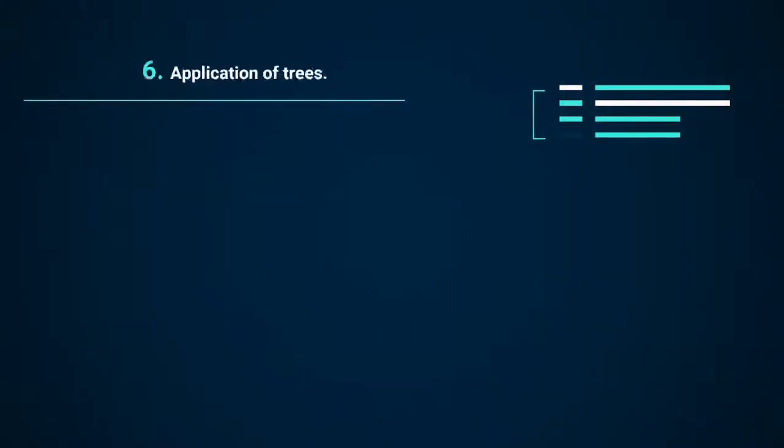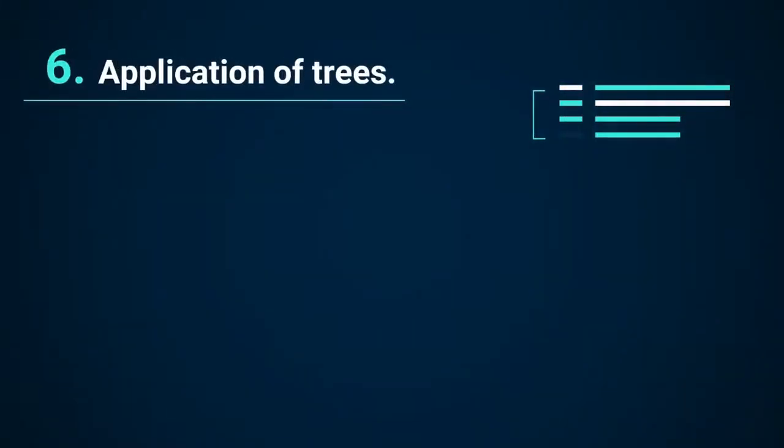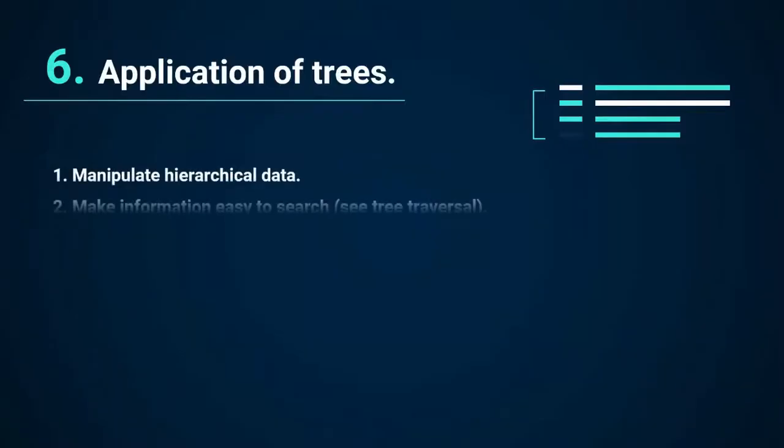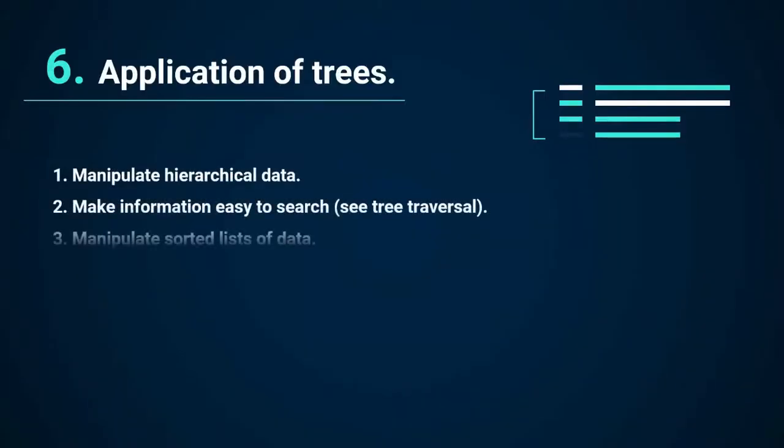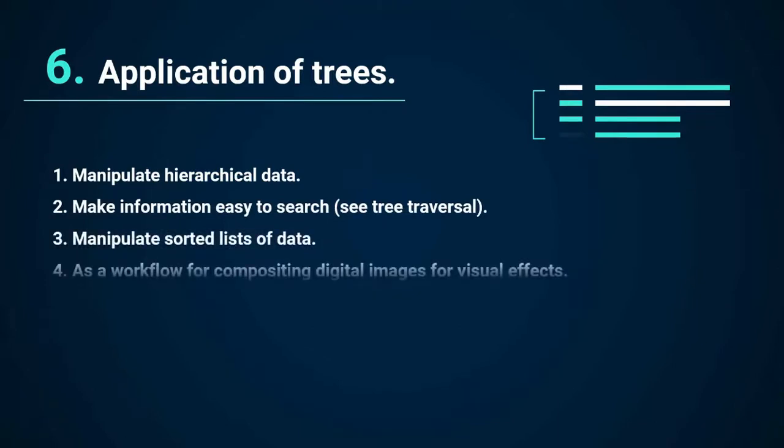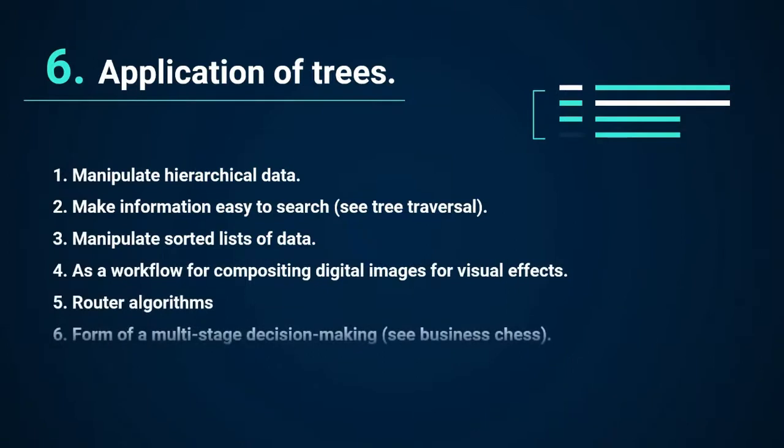And here is our last point, that is what are the applications of the binary tree. First is it manipulates hierarchical data. Hierarchy means a system that has many levels from lowest to highest. For example, our binary tree begins with only one node, but it is further divided into multiple nodes.